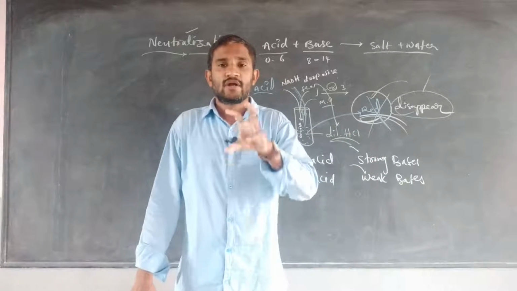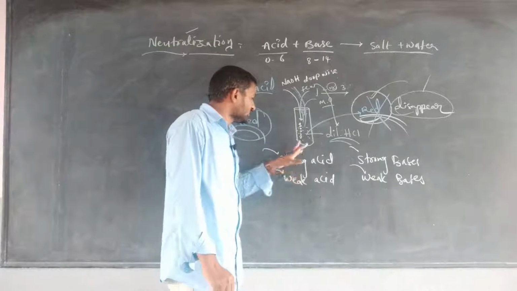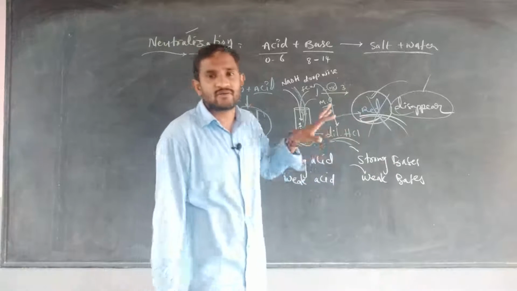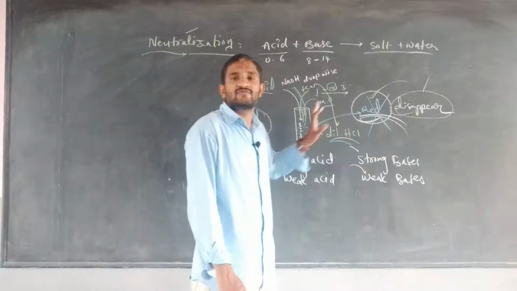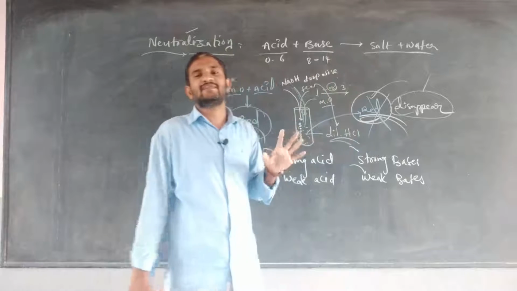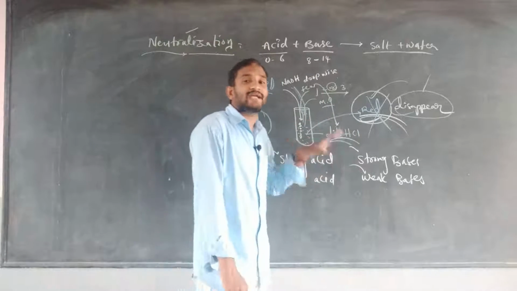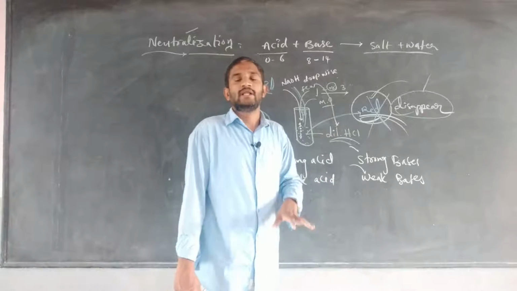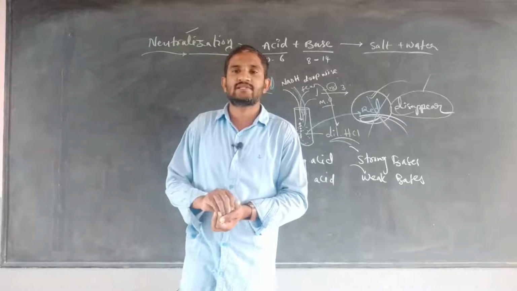It's clear? Now let us perform the different kinds of reactions between strong acid and strong base, strong acid and weak base, weak acid and strong base, weak acid and weak base. Like these reactions we have to perform. In the last class, we got some examples for these also. Let us discuss the different kinds of reactions between the acids and bases.